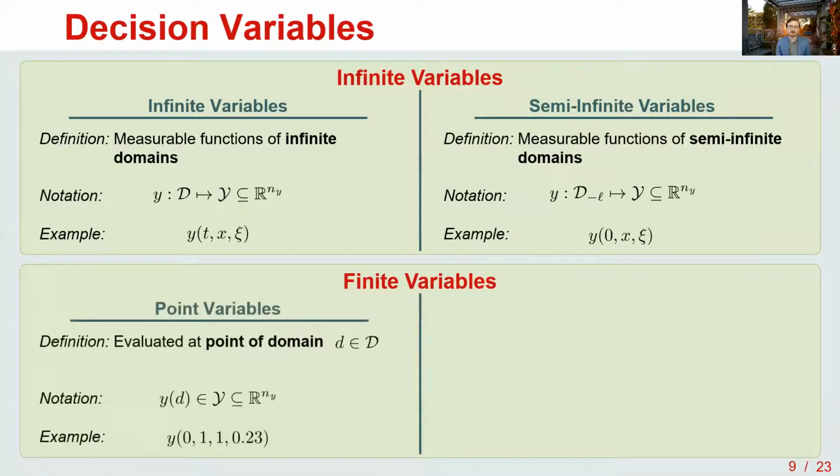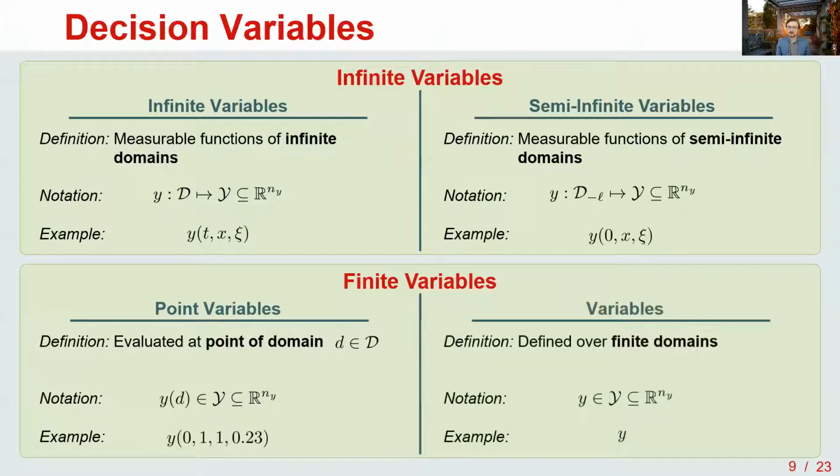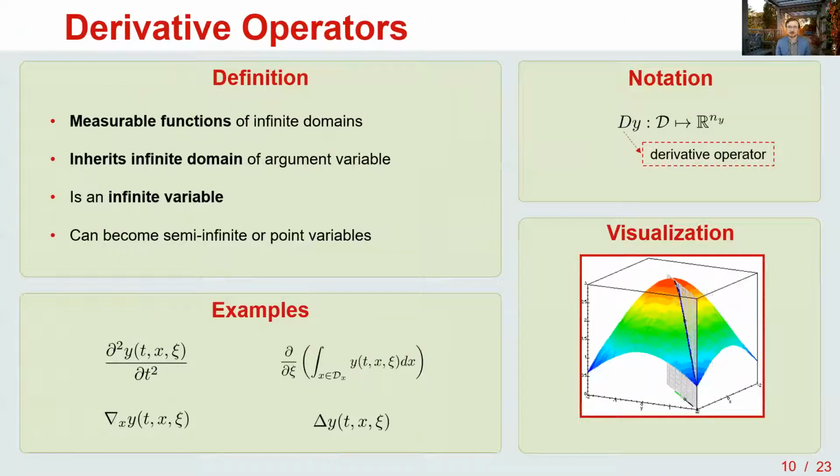We could have point variables where a particular point in the domain is used to evaluate the variable, making it finite. And then we could think of just regular finite variables such as design or first stage variables that we commonly encounter in traditional optimization problems. With this, then we can consider derivatives, which themselves are measurable functions that take in as input infinite variables or expressions and inherit the infinite domains associated with those arguments, making derivatives infinite variables. And we could think of, for example, a second partial derivative.